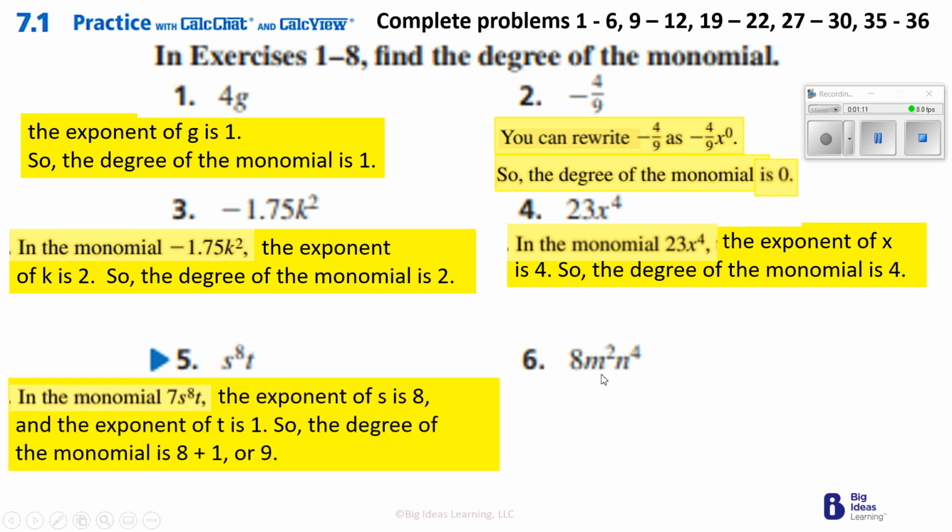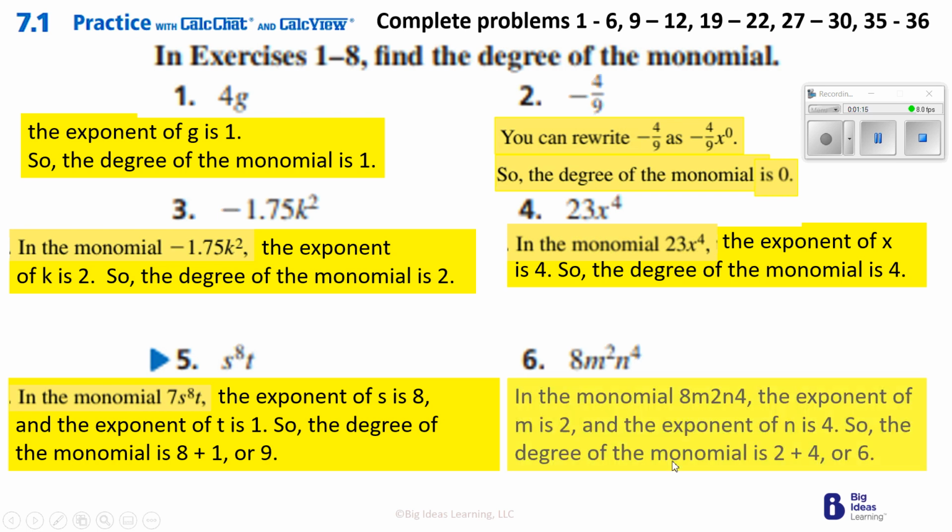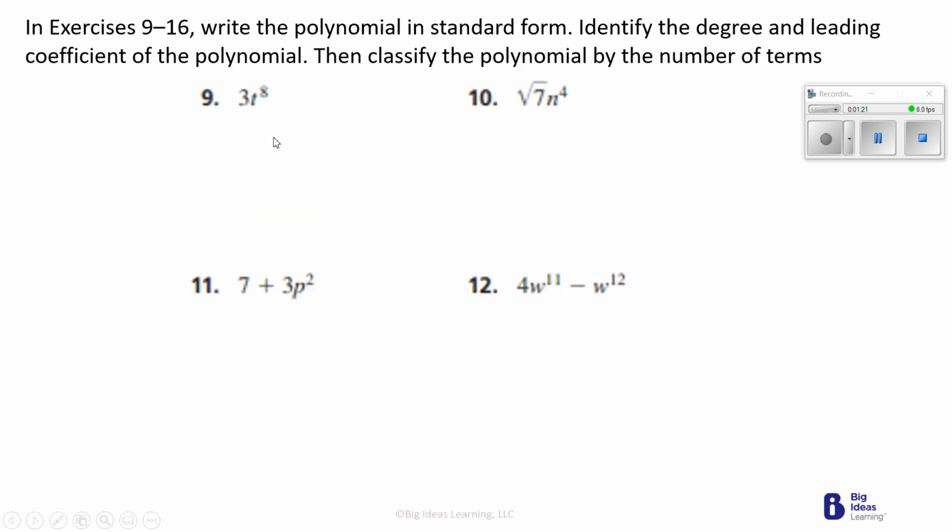Over here we have 2 variables. 2 and 4 are the exponents, so 2 plus 4 will be 6. The degree of the monomial is 6. All right, let's move on. Let's go through 9 through 12 now.